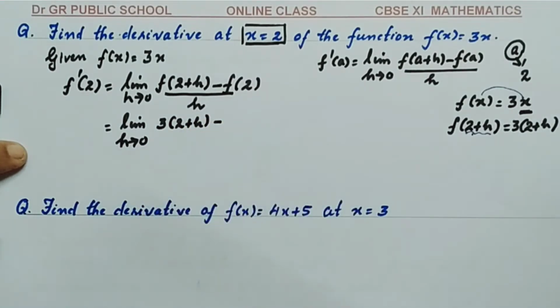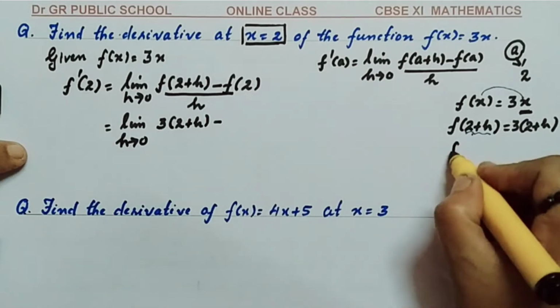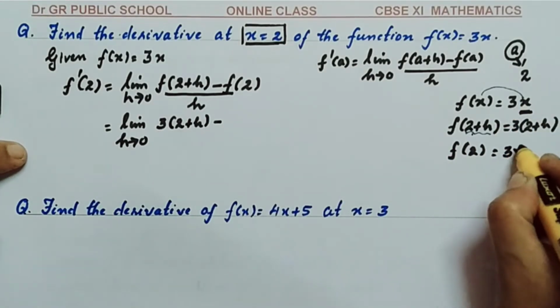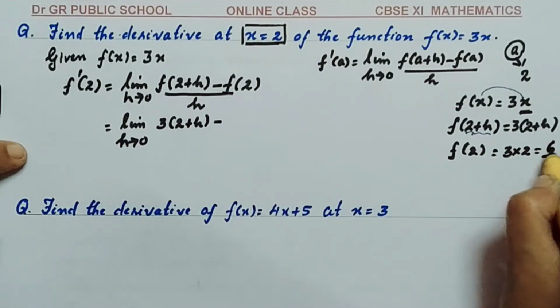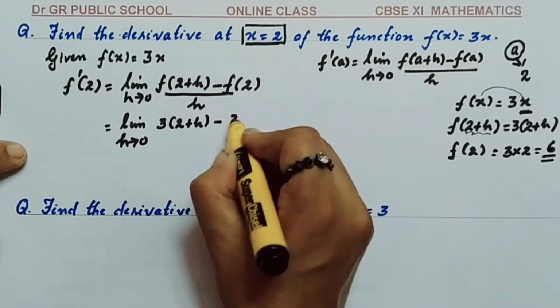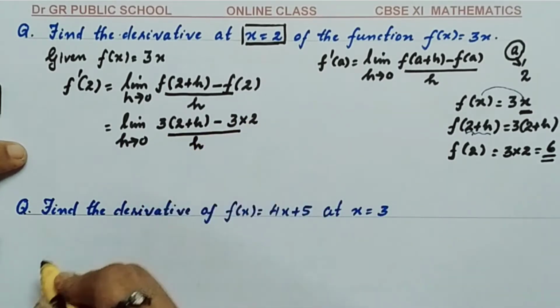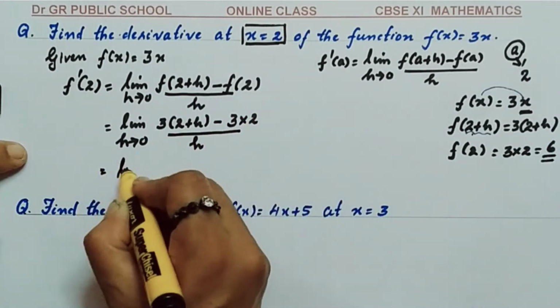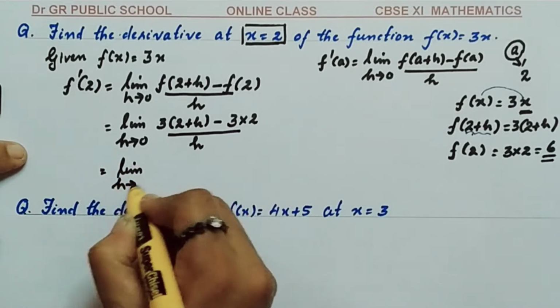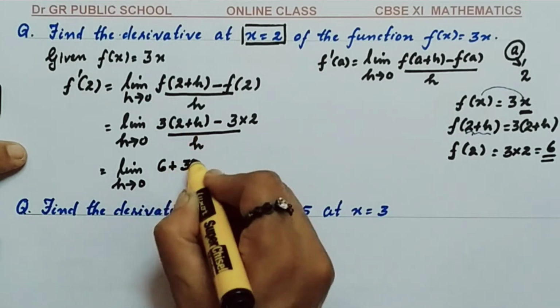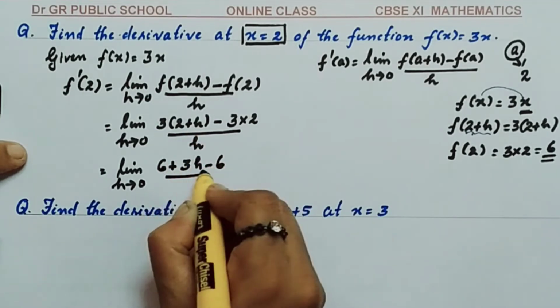What is f of 2? Here, f(x) equal to 3x, so f of 2 equals, replace the x with 2, 3 into 2, which is 6. So we can write here 3 into 2, divided by h. Substituting the values, we get limit h tends to 0, 3 into 2, that is 6, plus 3h, minus 6, divided by h.